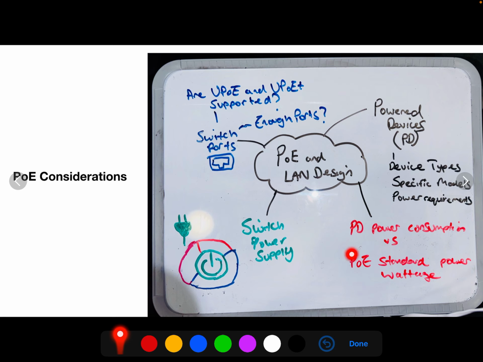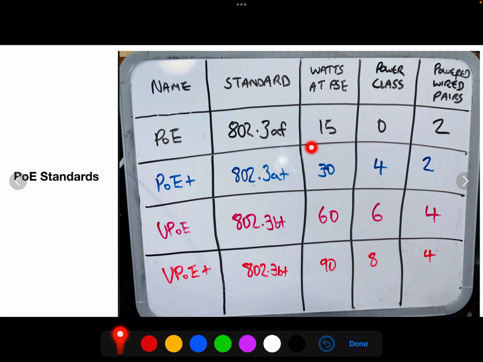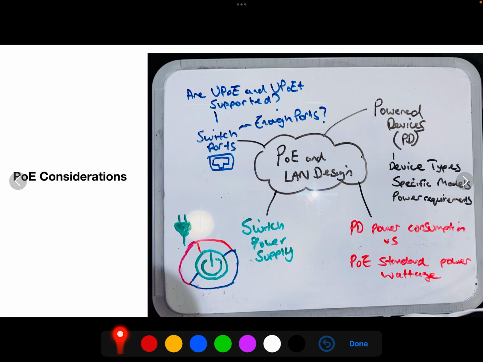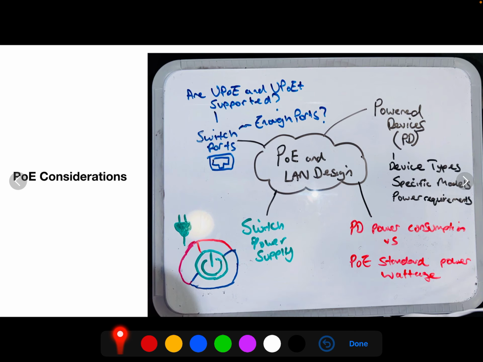Something also important to know when it comes to power is that the power consumption can be different from the standards. While these standards say 15 watts for PoE, 30 for PoE plus, UPoE 60 watts, UPoE plus 90 watts, the actual consumption of the connected device, like the IP phone, might not necessarily be any of these numbers. That's something we also need to take into account when we're making our decisions.